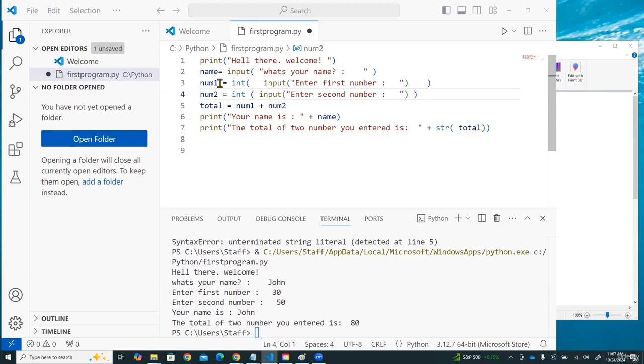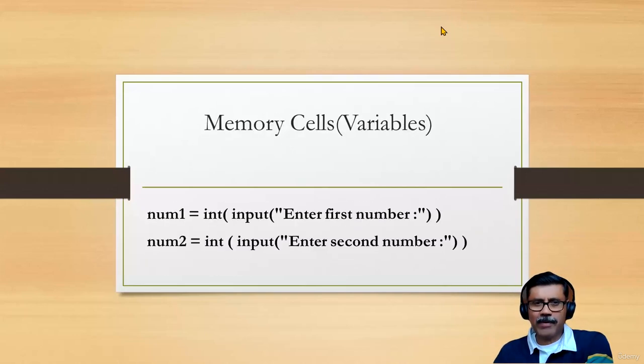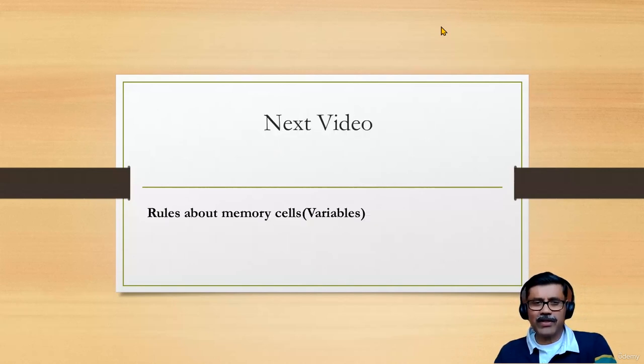One more thing is that we've been using the term memory cell, but the technical term is variables. These are called variables. I will be using the word memory cell, but later on I will be using the word variables more often than memory cell. So in the next video, we'll talk about the rules of memory cells. Every memory cell has some rules, how these memory cells have to be named, what is allowed, what is not allowed. That we cover in the next video.